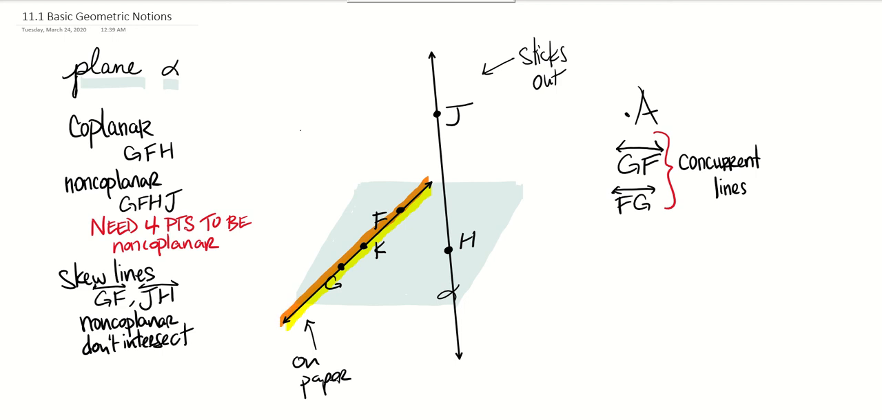I can actually find more concurrent lines because I added another point in here. So GK, KF, all of those are concurrent with each other, and there's more combinations that can be made depending on the amount of points you've got.